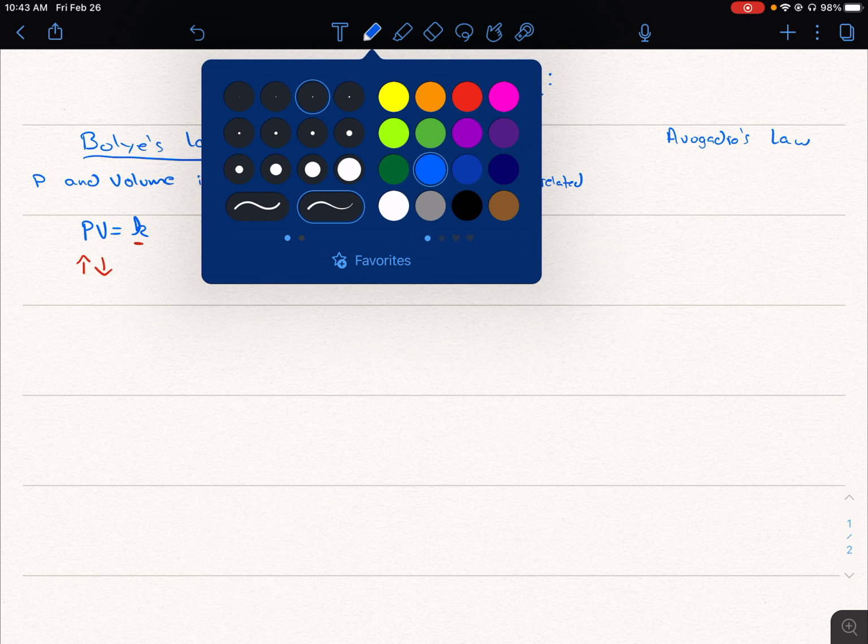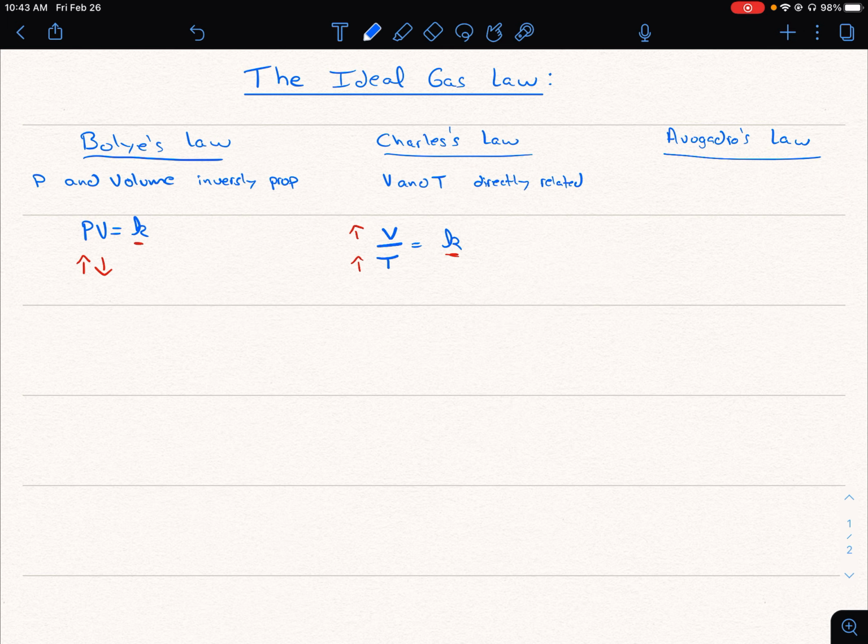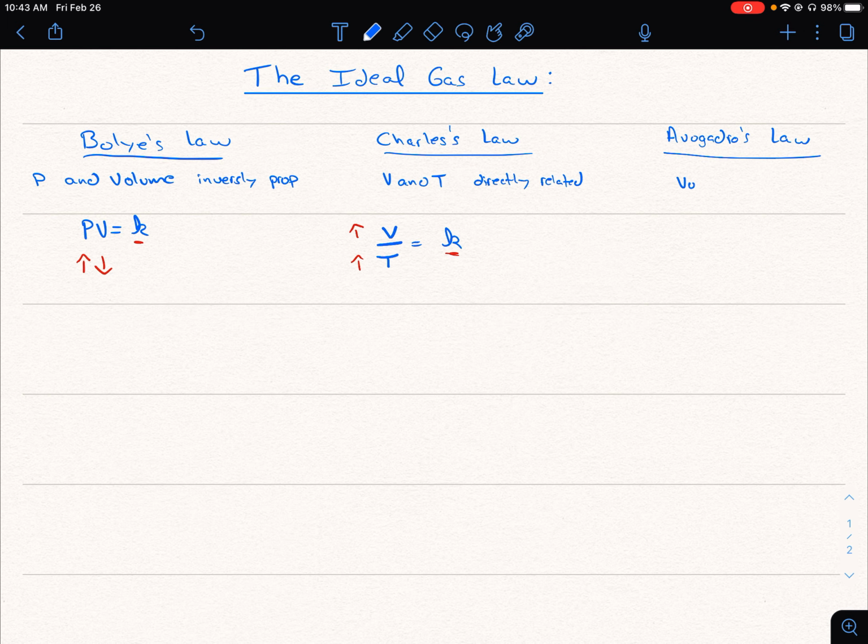And in a very similar fashion with Avogadro's law, what this is saying is that the volume and amount of a gas, or moles of a gas, are directly related. So that tells us that we can write a similar equation. So the volume over the number of moles N is equal to some constant. And similar to Charles' law, if the number of moles of a gas decreases, then the volume of that gas also has to decrease so we can maintain the same constant K.